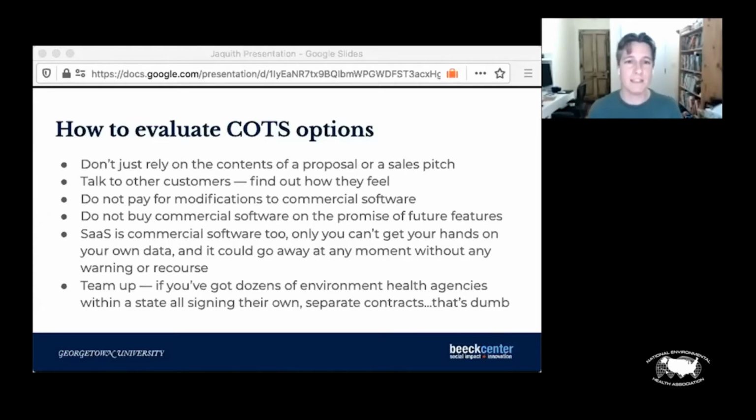And then finally, team up. If you've got dozens of environmental health agencies within a state all signing their own separate contracts, don't do that. Just work together. Unionize, basically. By working together and collectively bargaining, you're going to be able to get a better rate, perhaps a strikingly better rate, and be able to negotiate collectively on features and timeline and so on. So team up. But the theme of all of that is you can't outsource your mission. If your mission fails because your vendor fails, something's gone wrong.